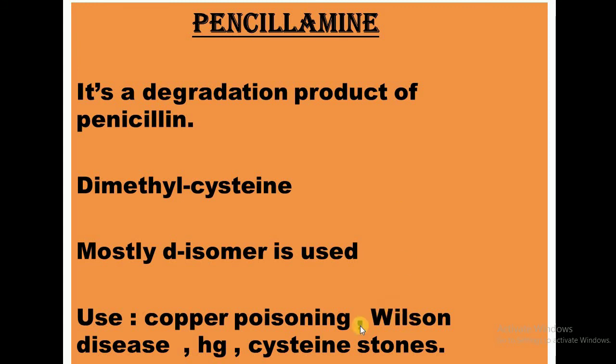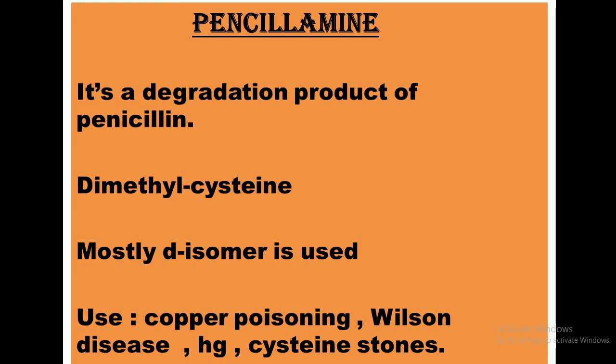Let me tell you what Wilson's disease is. In our body, everything is regulated in a controlled way. When there is excess copper, it is removed by a compound in our body called ceruloplasmin. It's a protein in our body which removes the excess copper. It binds and chelates with the excess copper and drives it away from our body.